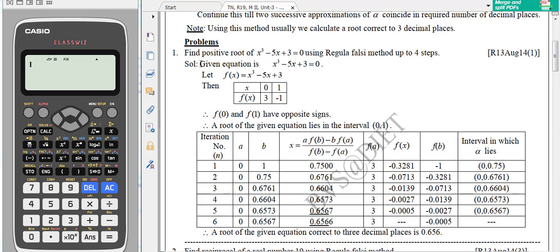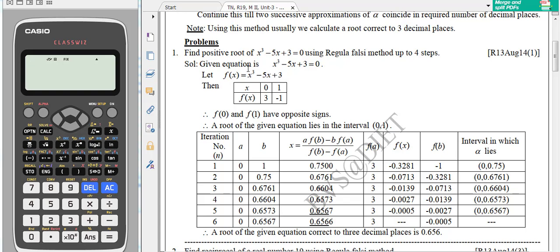The problem is: find the positive root of x^3 - 5x + 3 = 0 using the regula falsi method up to 4 steps. Though I am asked to apply the regula falsi method only up to 4 steps, I calculated the root corrected to 3 decimal places here. Answering the problem, you can stop iteration at the end of the 4th step, but to get the actual root, I continued the problem to get the root corrected to 3 decimal places.